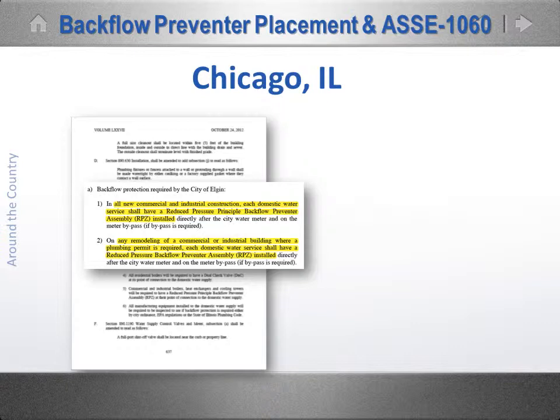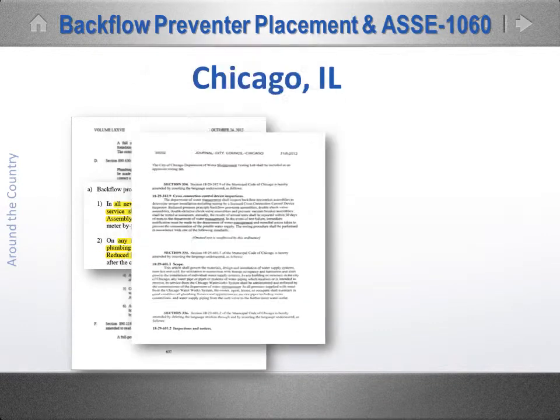All new commercial and industrial construction, each domestic water service shall have a reduced pressure principal backflow preventer assembly installed directly after the city water meter. Then they repeated that verbiage to encompass all remodels of commercial and industrial buildings as well. What's meaningful about this is that there is now in Elgin no longer a high hazard threshold. All commercial and industrial projects get an RPZ on the domestic line, period.